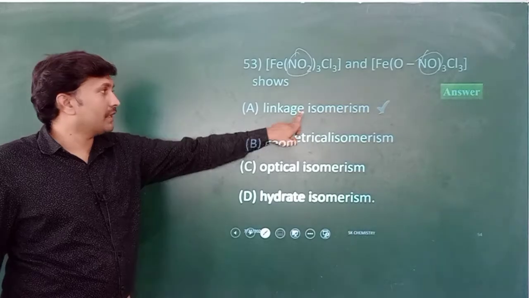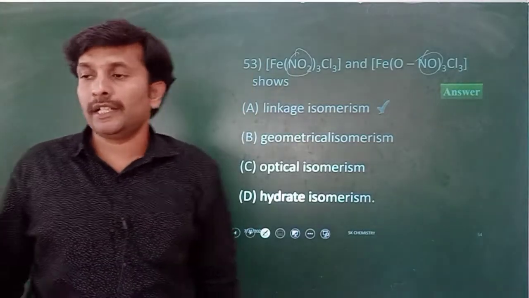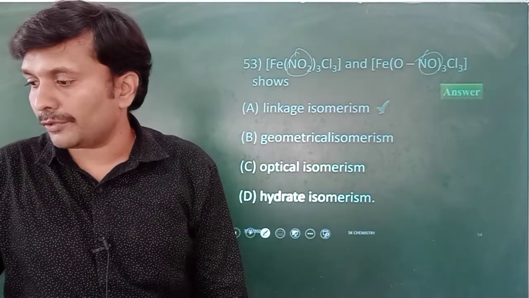Ambidentate ligand, very straightforward question. It is a linkage isomer. The ambidentate ligand is NO2. Next.